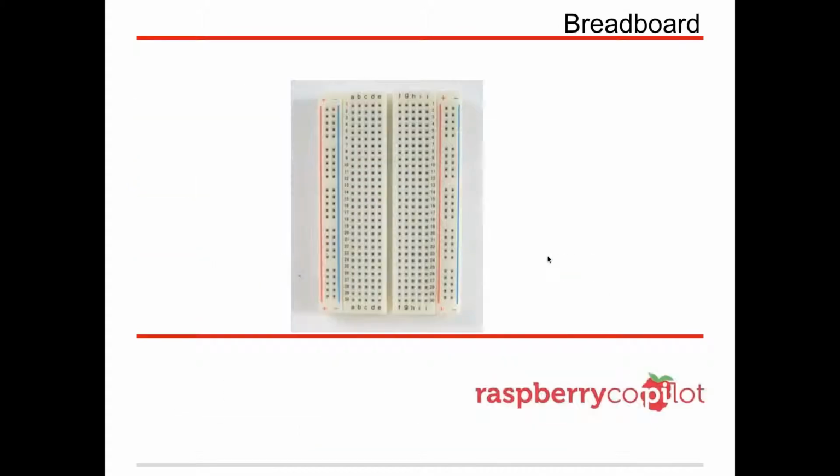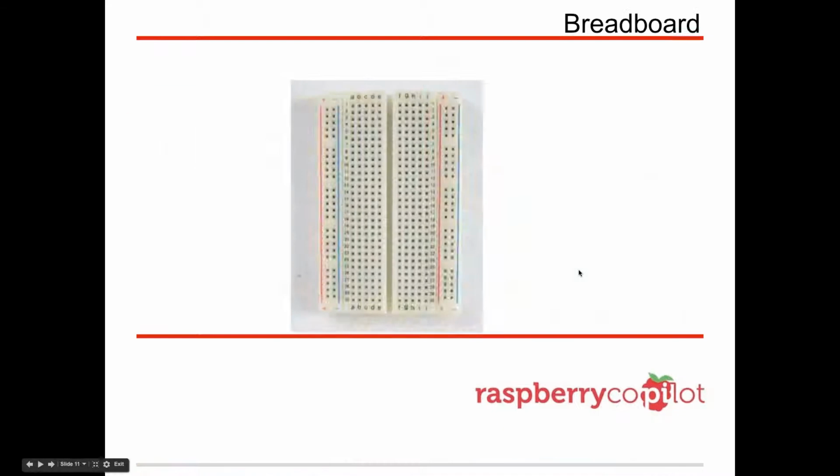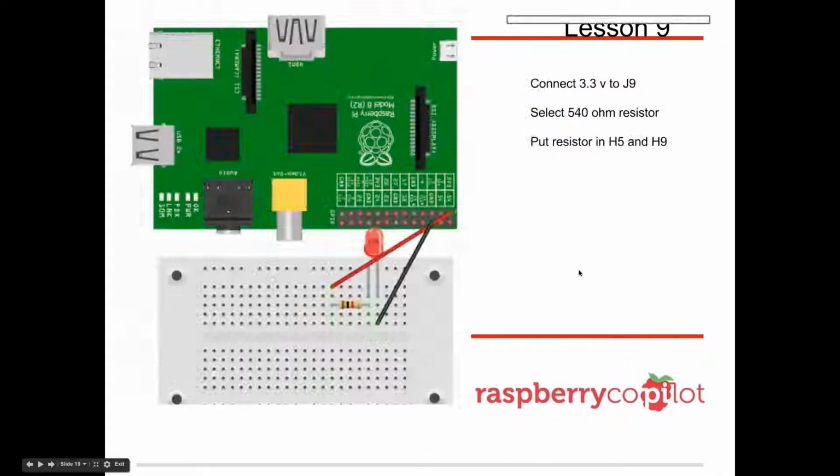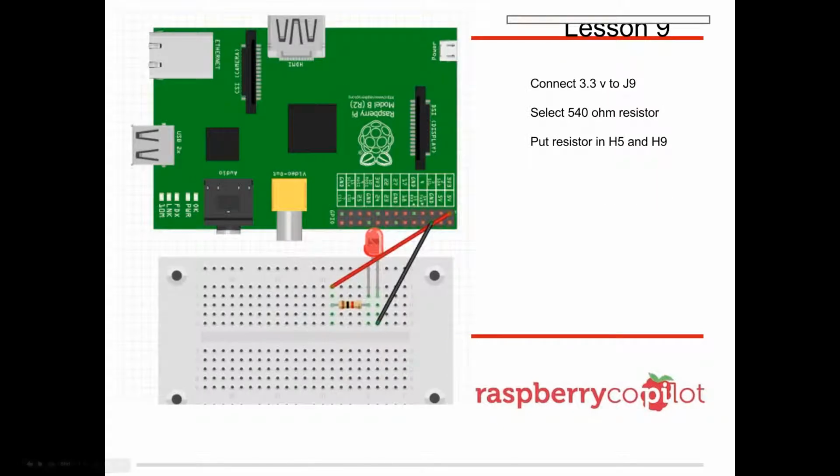All right. Now, what you're going to do is take the LED and put it in I4 and I5. Now, make sure you have the positive side in I5. Or the negative side. Just try it out whichever way you want to. Okay.